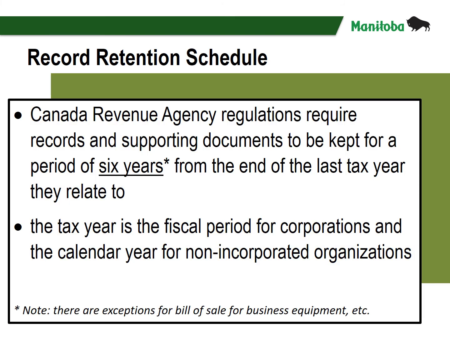A record retention and destruction policy often includes a record retention schedule. Revenue Canada agency regulations require records and supporting documents to be kept for a period of 6 years from the end of the last tax year they relate to. The tax year is the fiscal period for corporations and the calendar year for non-incorporated organizations. Do note that there are exceptions to the 6-year requirement, such as a bill of sale for business equipment. These need to be kept in perpetuity.